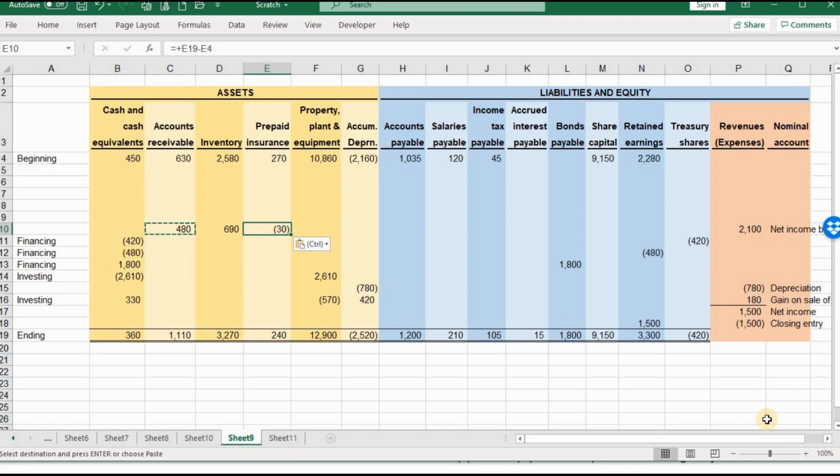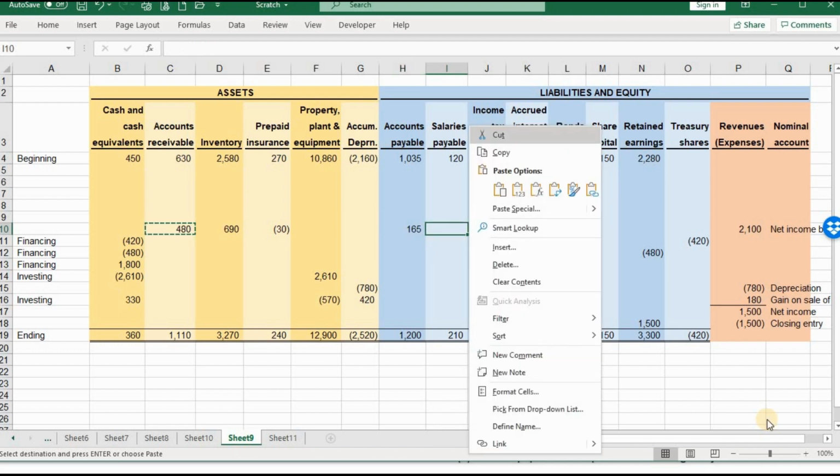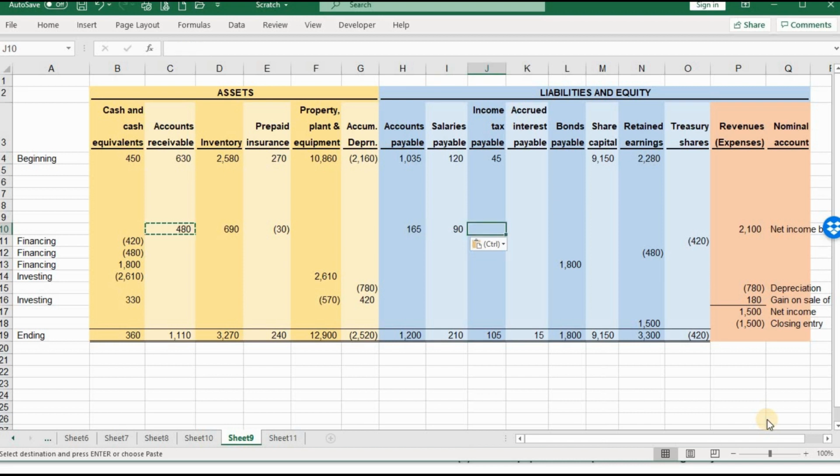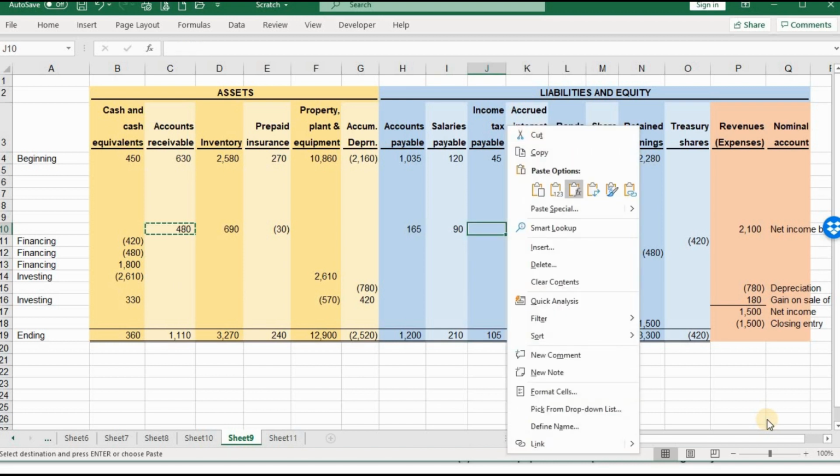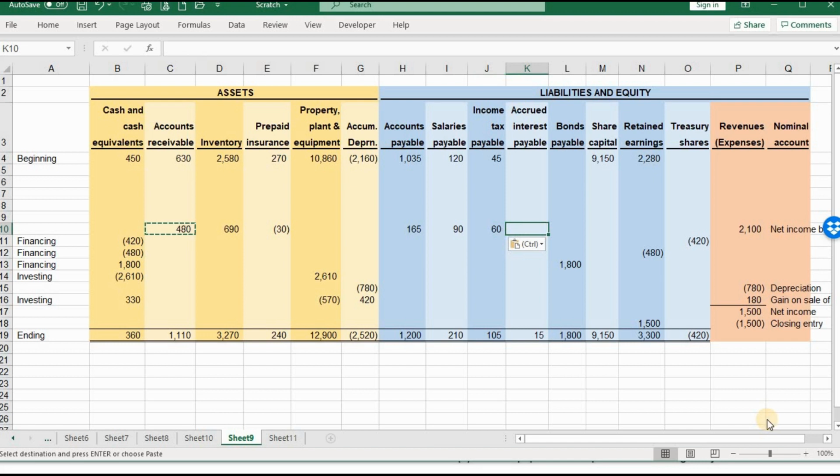Let's proceed to current liabilities, starting with accounts payable. Accounts payable has an increase of 165. For salaries payable, there is an increase of 90 pesos. For income tax payable, there is an increase of 60 pesos. And for accrued interest payable, there is also an increase of 15 pesos.